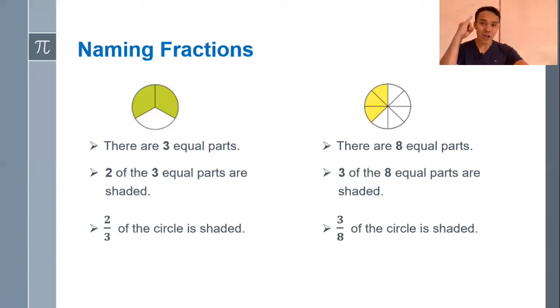First, you are going to determine or find out how many parts the given shape is divided into. That will be the number at the bottom. Next, you are going to determine how many parts are being shaded. That will be the number on top. Okay? That's it, grade 2.